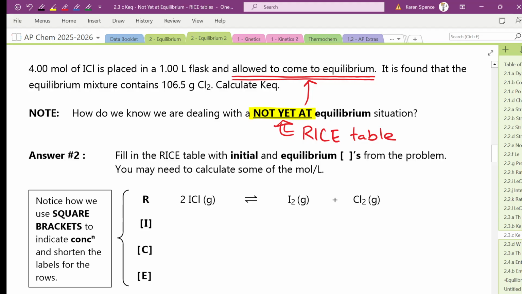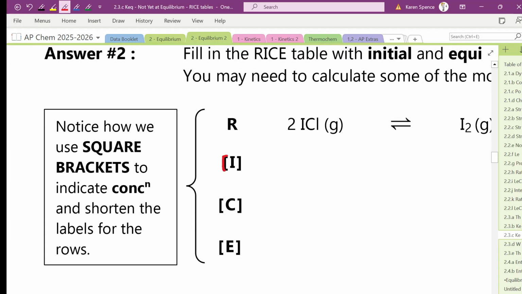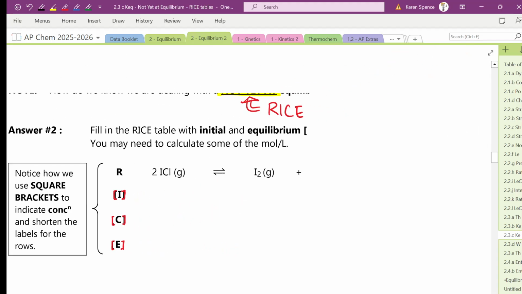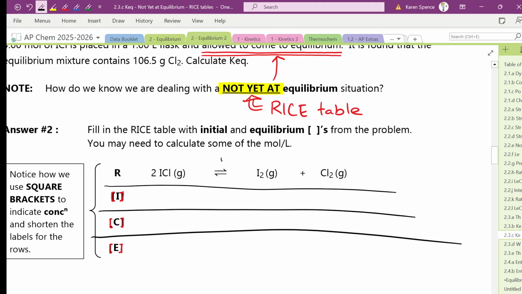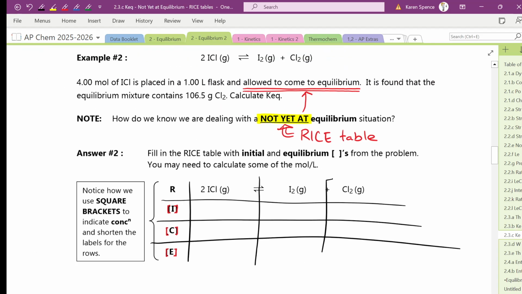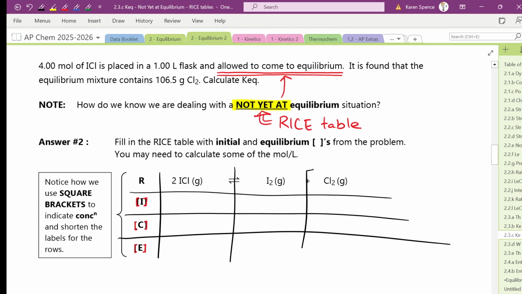Now, to simplify our rice table a little bit, you can put square brackets around the I and the C and the E in order to show that those are concentrations. That just makes it a bit shorter. Drawing the lines is optional, but I like them. And I'm going to let you guys try this one. Okay?